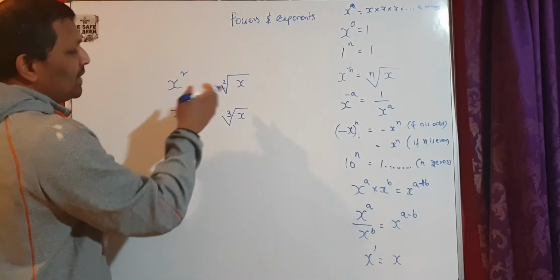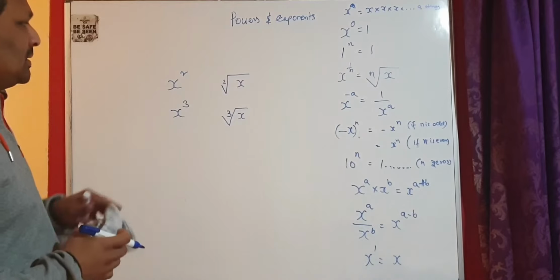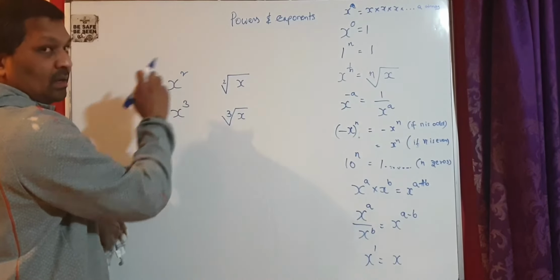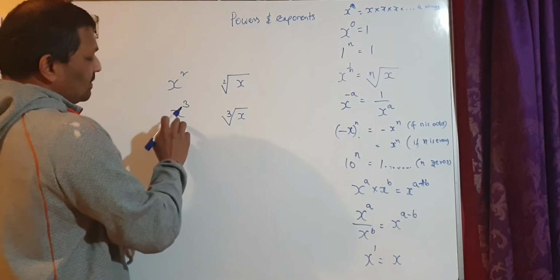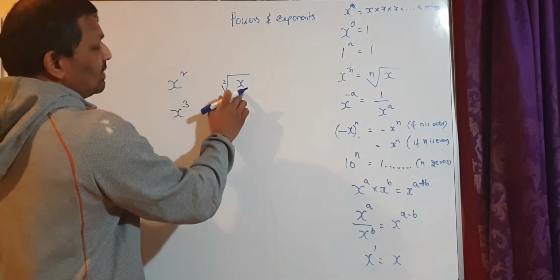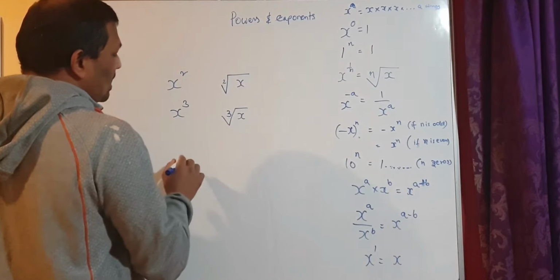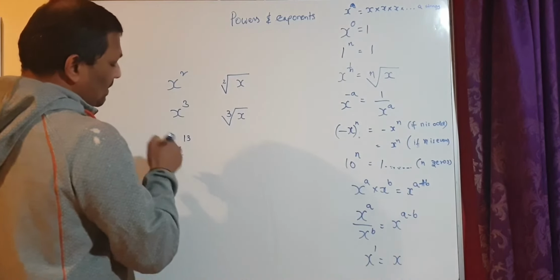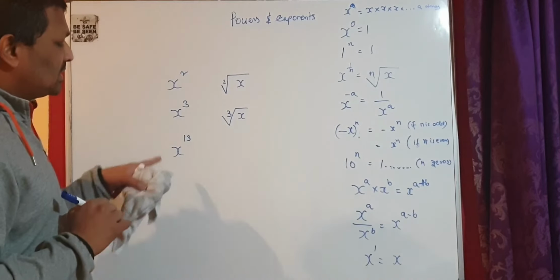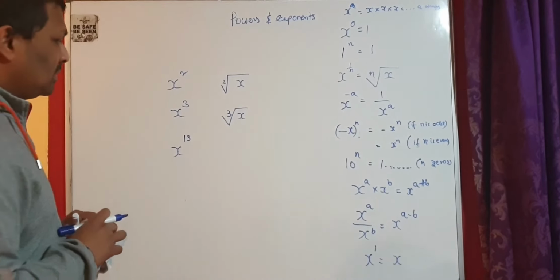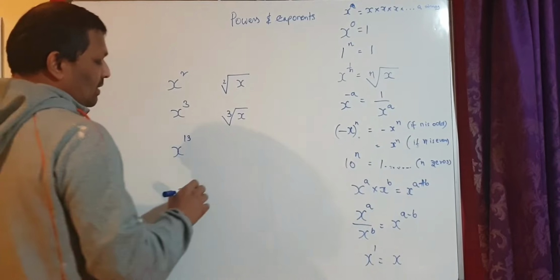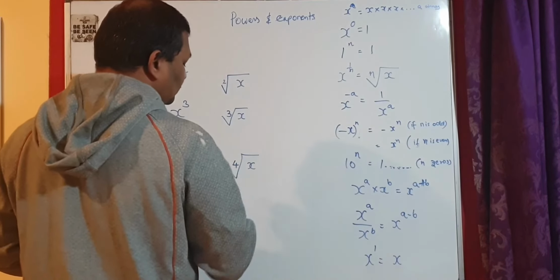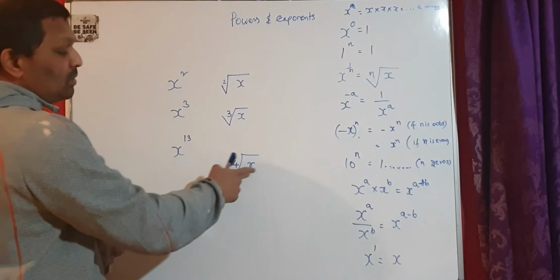What I'm telling is how to read the numbers given in this format. This is called x square. This one we read as x cube. This is the square root of x. This is the cube root of x. For example, if somebody writes like this, it is read as x to the power of 13. If somebody writes a number like this, it is the fourth root of x.